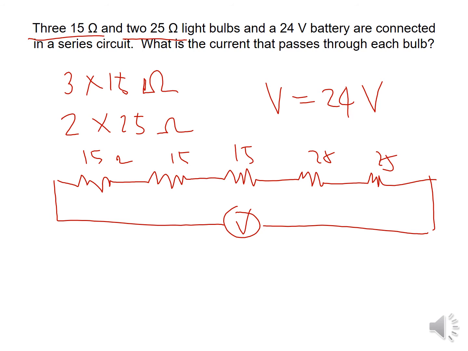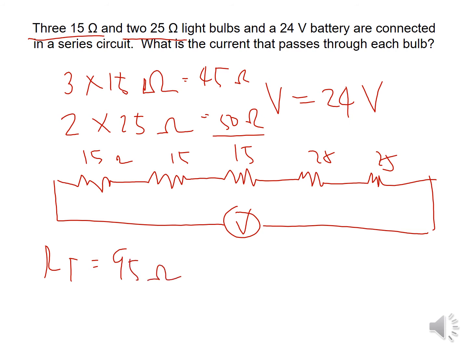So the question here is, what is the current? For us to compute for current, we need to solve first for the total resistance. And total resistance is simply the sum of all resistances. So 3 times 15 is 45 ohms. 2 times 25 ohms is 50. So therefore, total resistance is 45 plus 50. This is equal to 95 ohms.